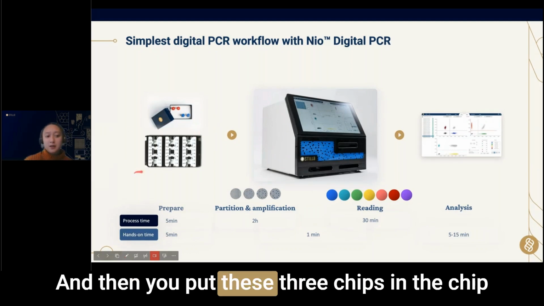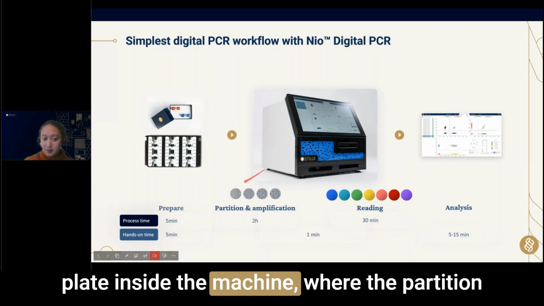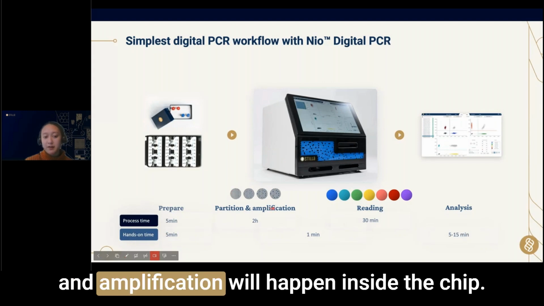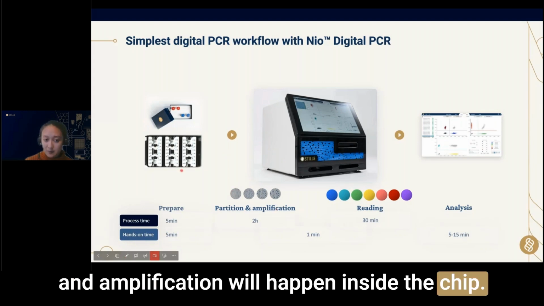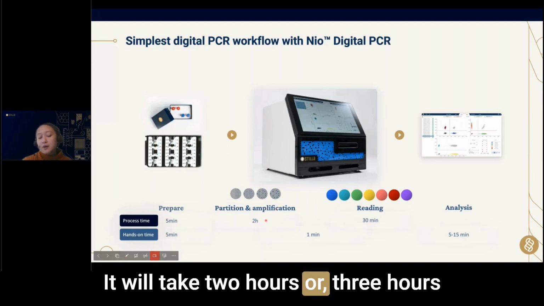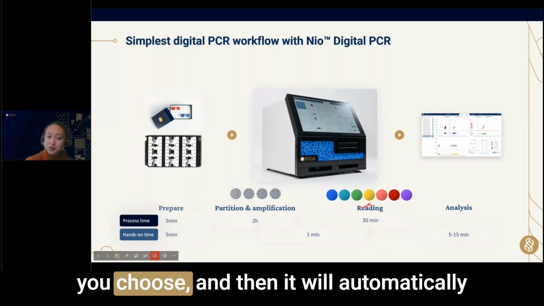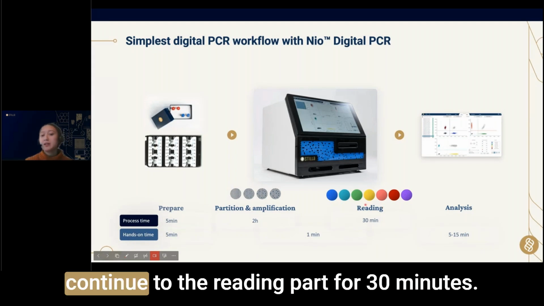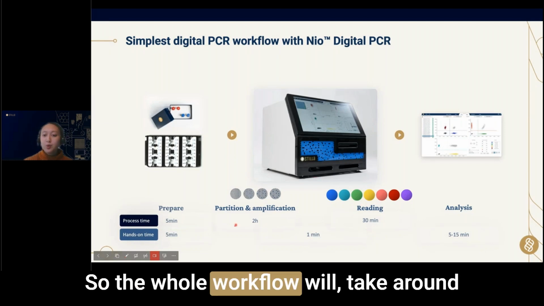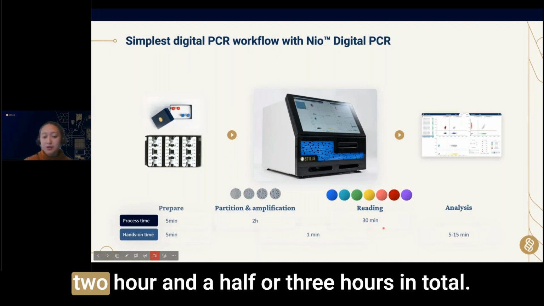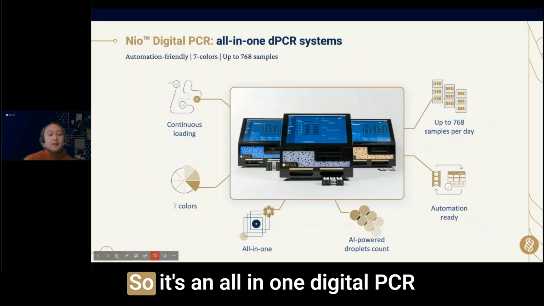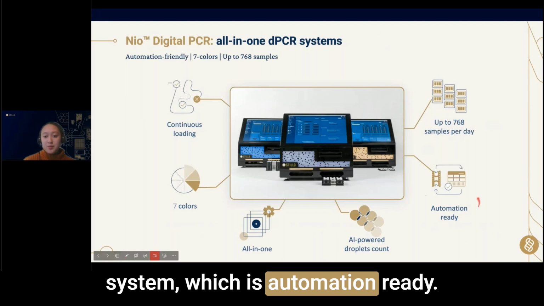And then you put these 3 chips in the chip plate inside the machine, where the partitioning and amplification will happen inside the chip. It will take 2 or 3 hours according to the PCR program that you choose. And then it will automatically continue to the reading part for 30 minutes. So the whole workflow will take around 2.5 or 3 hours in total. So it's an all-in-one digital PCR system, which is automation ready.